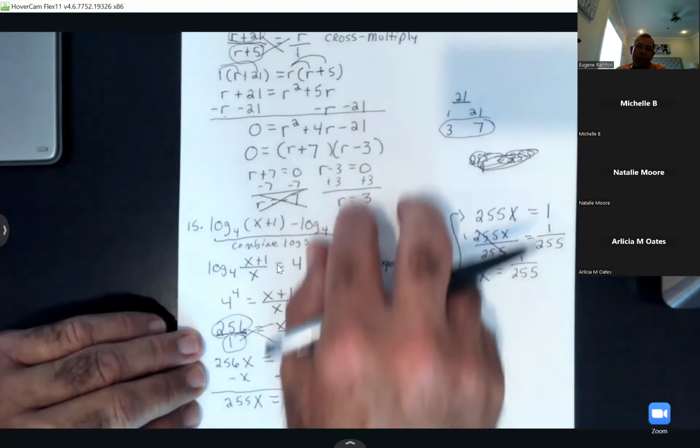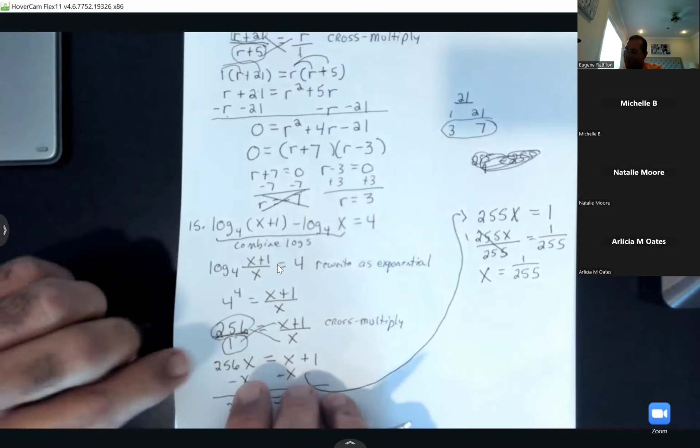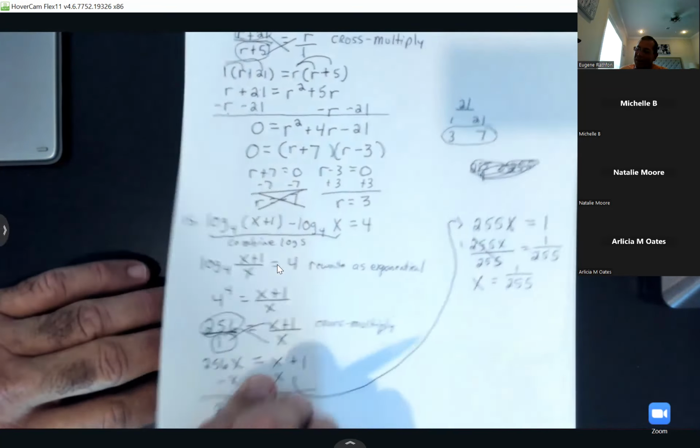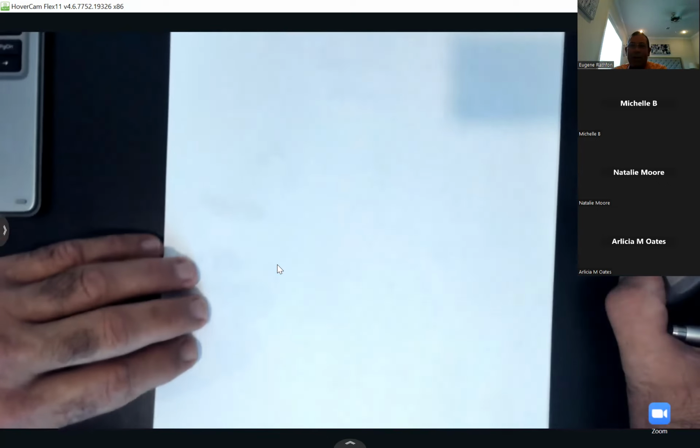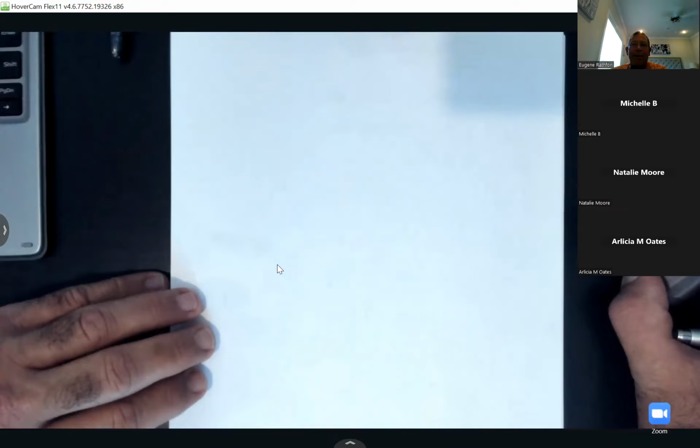So you notice these log ones are a little bit long, ain't they? By the time you go through them, whereas the exponentials we did earlier went through pretty quick for the most part.